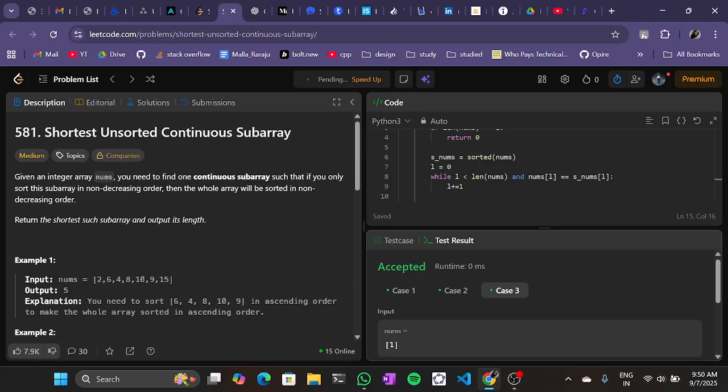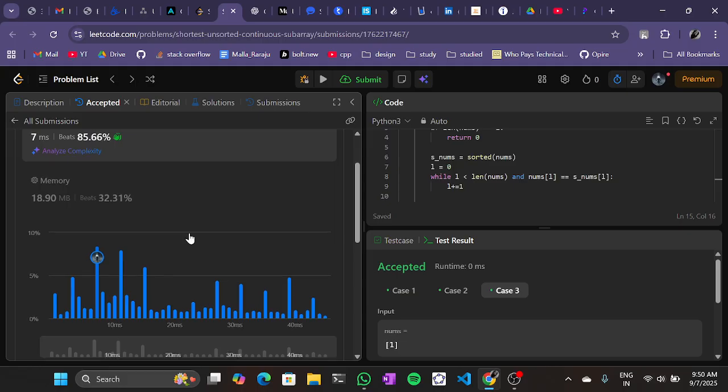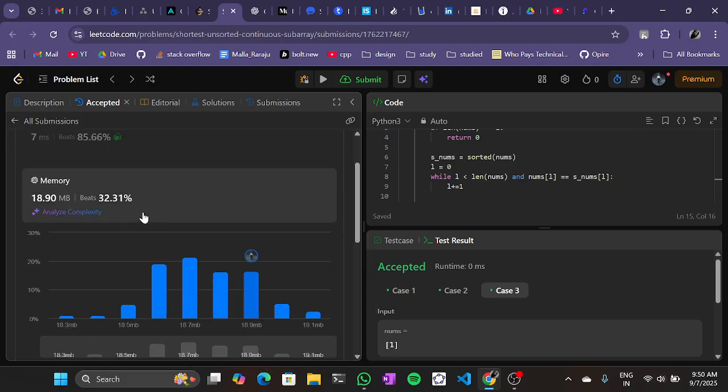Try submitting it now, and if it works fine, let's discuss in future. Well, this is working fine. Let's see the optimal solution.